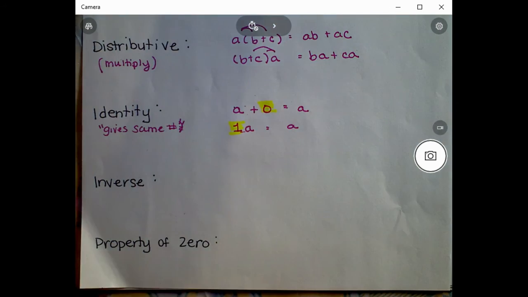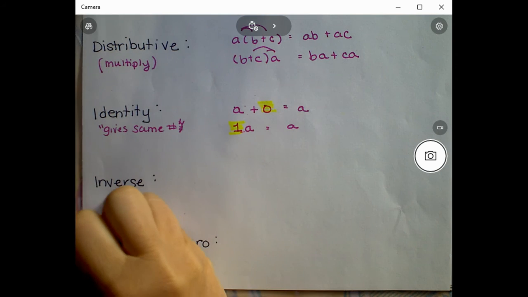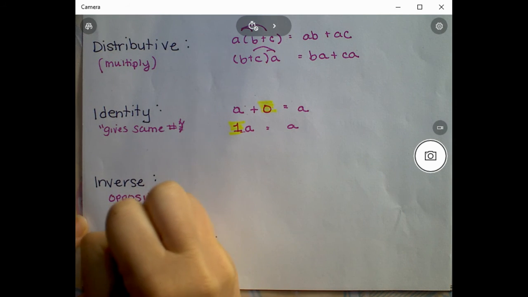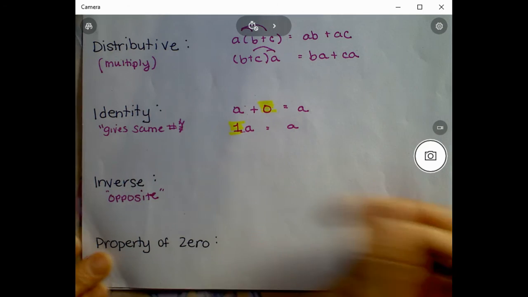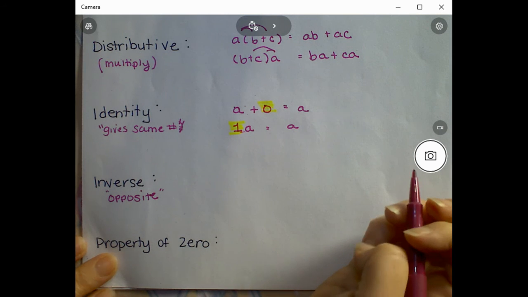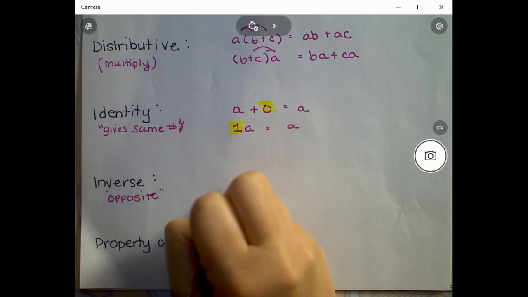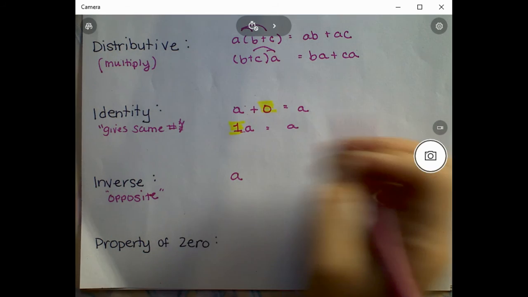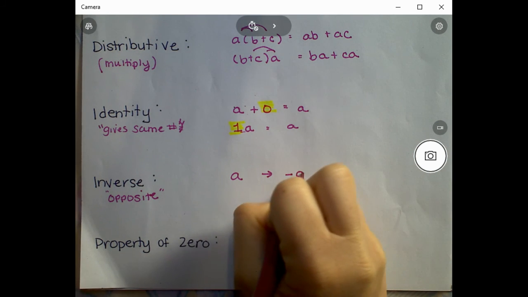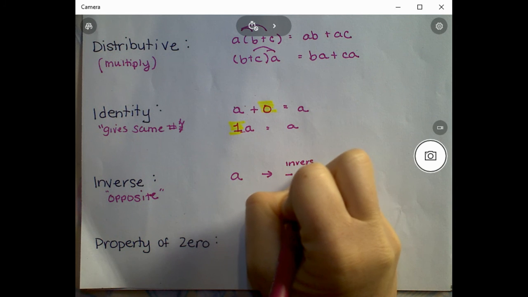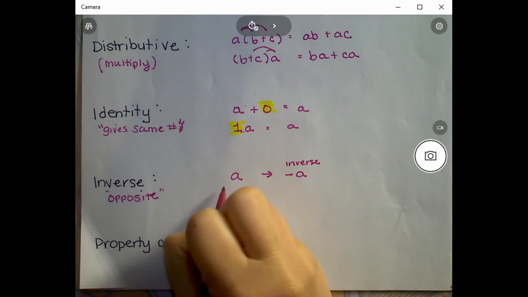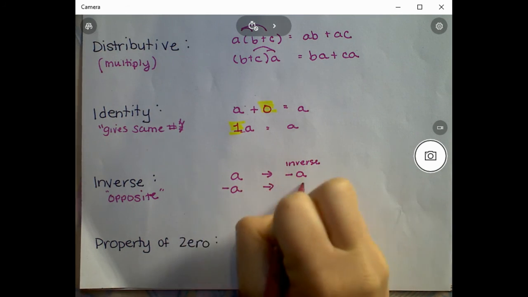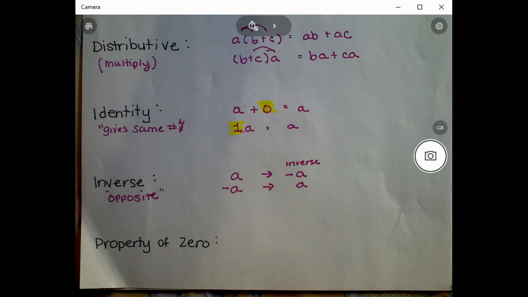Inverse is whatever number you add or multiply by to give back the identity. So this is the opposite. When you're talking about addition, it makes a lot of sense. If your number is a, then the inverse is negative a. Similarly, if you had negative a, the inverse would be positive a. So negative 3 and 3, those are inverses.